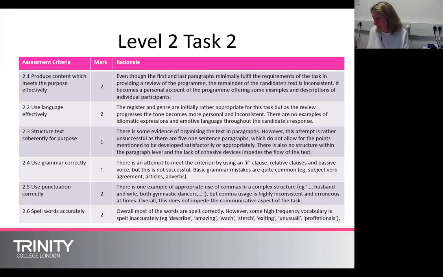There is quite a restricted range, and there are some spelling errors. So this is level 2, task 2.